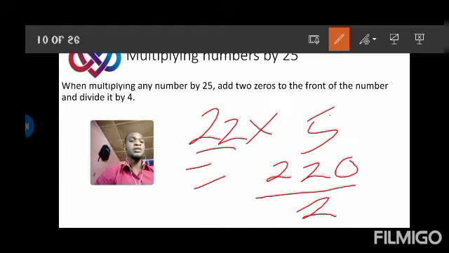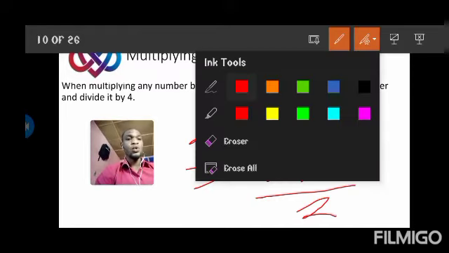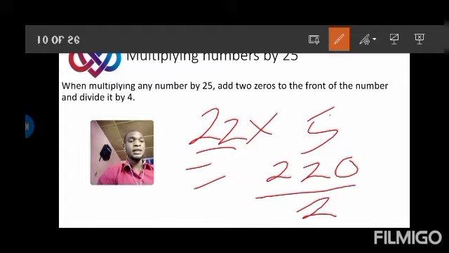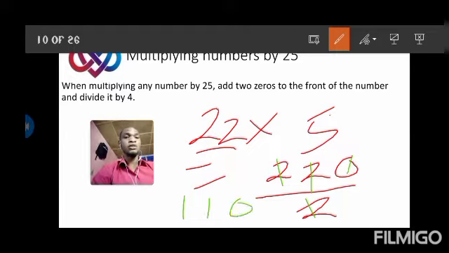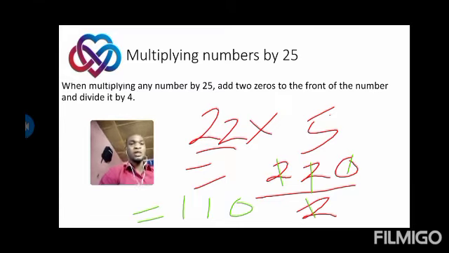Adding 0 to the back of the number means we have multiplied the number by 10, and half of 10 is 5, so we divide it by 2. So divide by 2. 2 into 2 is 1, 2 into 2 again is 1, 2 into 0 is 0. So the answer is going to be 110, which we looked at in the previous class. So try and watch the previous video to acquaint yourself with multiplying numbers by 5.